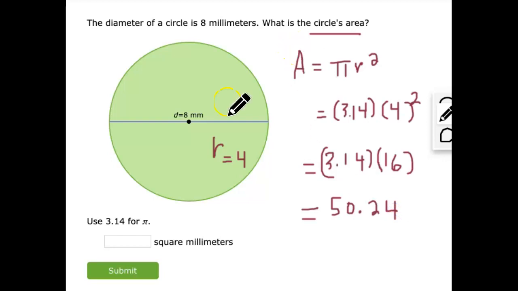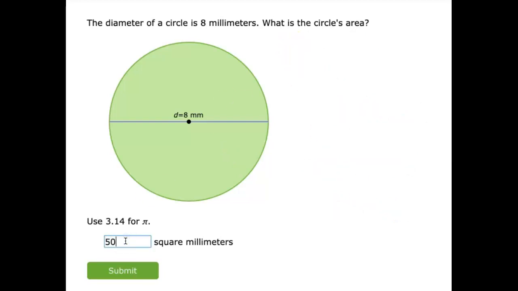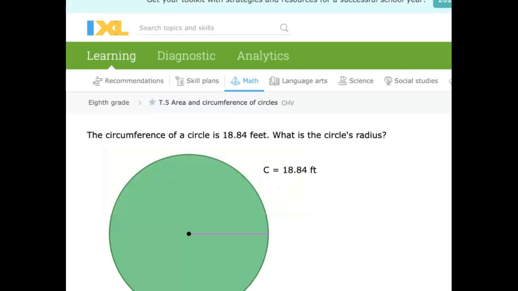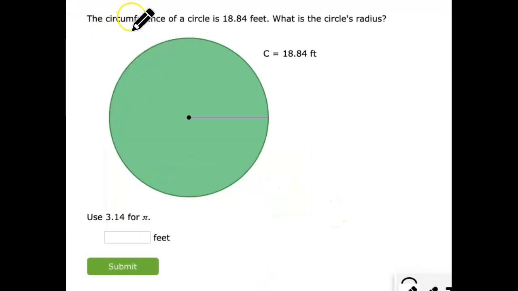So looking for the area. 50.24. Nice. So in this case, we have the circumference of the circle is 18.84, and we're looking for the radius. Since we're looking for the radius, we could just use the formula circumference equals 2 pi r. Okay, so we're going to substitute the value for C, which is 18.84. So hard to write.